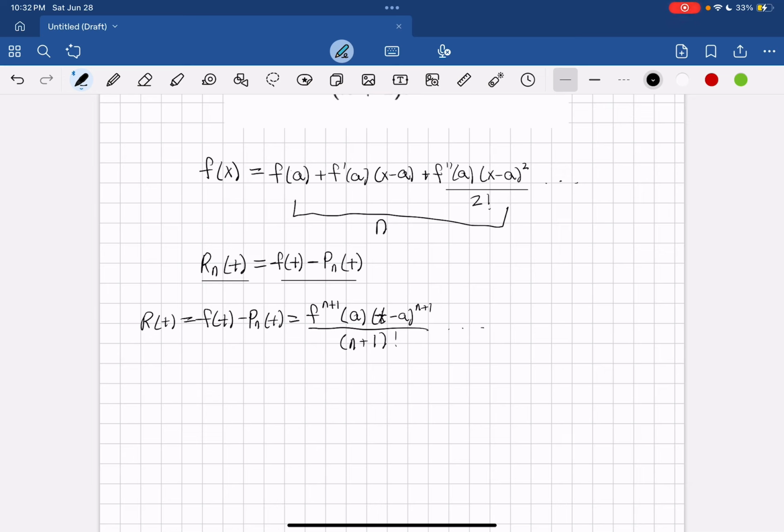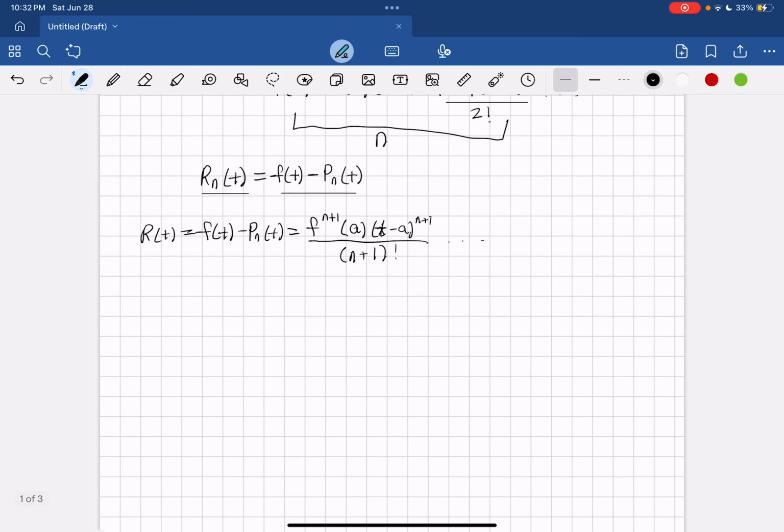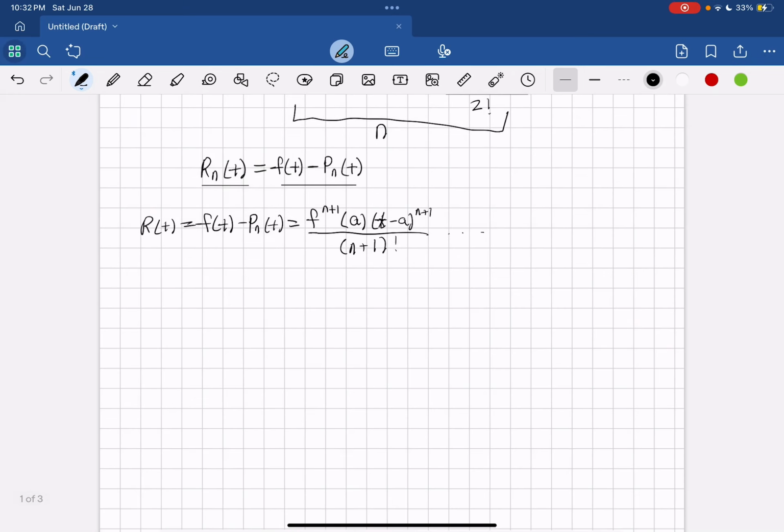So now we have an exact formula for r of t. However, we don't want an infinite formula, we want a compact, nice solution to actually calculate the error. So what we're going to do to start is divide both sides by t minus a to the n plus 1. And the reason we're doing this will be clear later. So this is going to equal the n plus 1th derivative at a over n plus 1 factorial with a bunch of extra smaller terms with that value divided out. So all we've done so far is just cancel this value out.